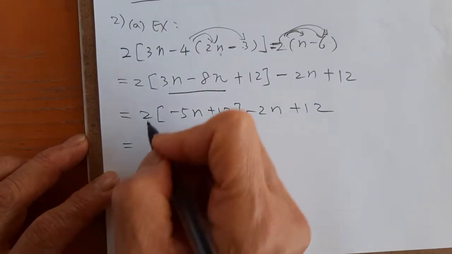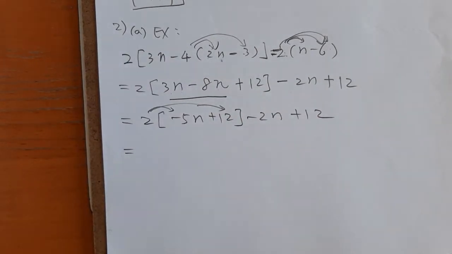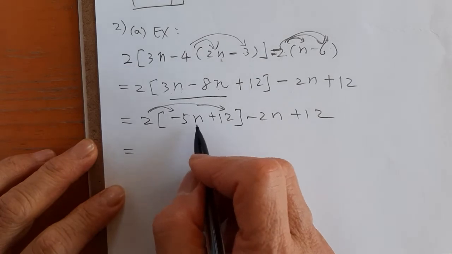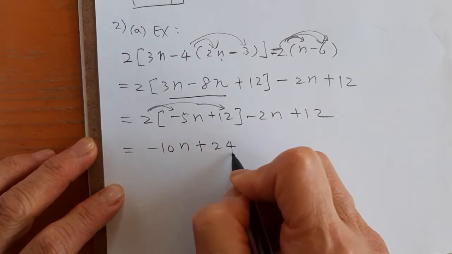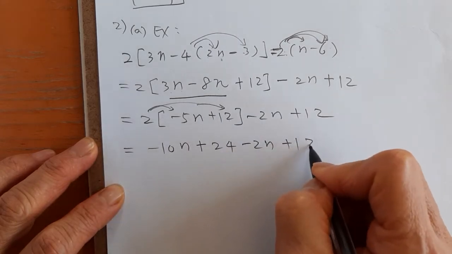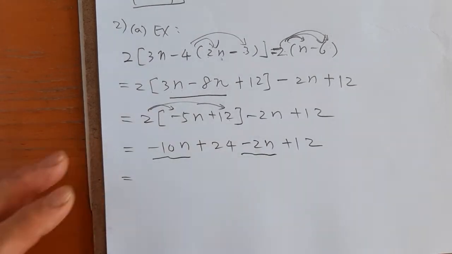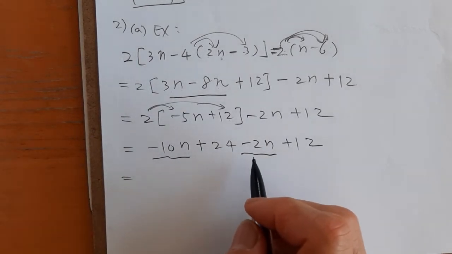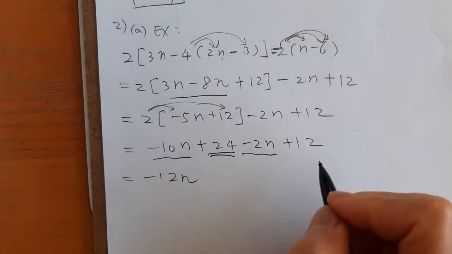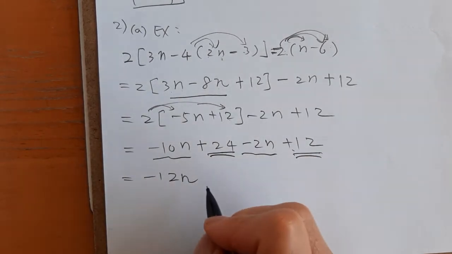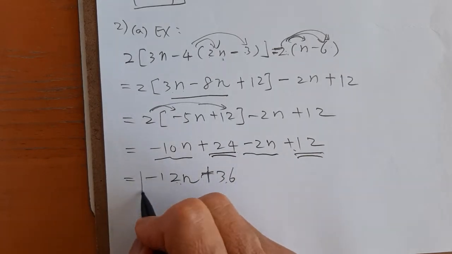Then use the distributive property to remove the bracket. 2 times negative 5n is negative 10n plus 2 times 12 is 24. Minus 2n plus 12. Copy that. Then combine the like term, the n term. Negative 10n add negative 2n is negative 12n. Constant term combined, 24 add 12 is 36. And the two unlike term, you cannot combine.